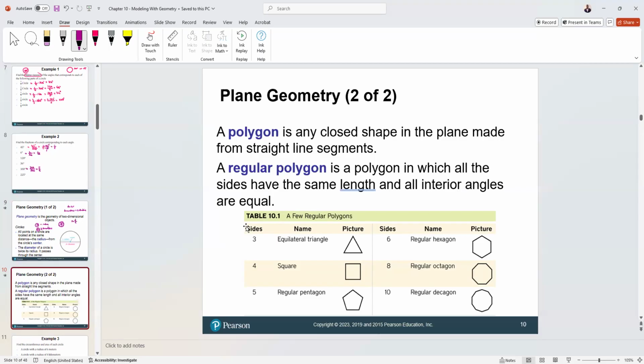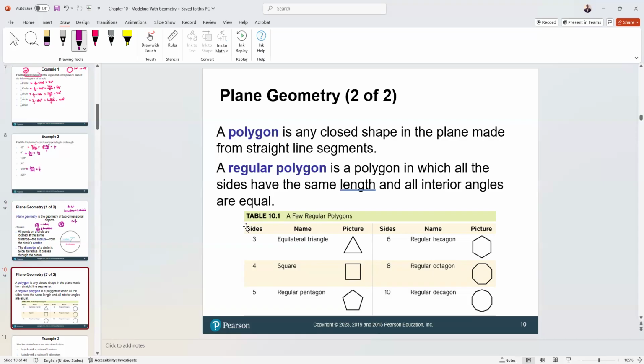So a regular polygon is a polygon in which all the sides have the same length and all the interior angles are equal, right? So we give you a few of these polygons, some very common regular polygons and their names.